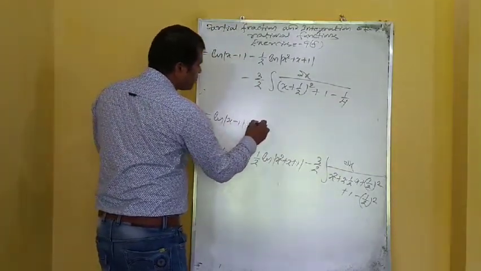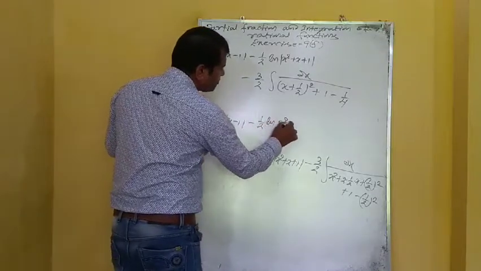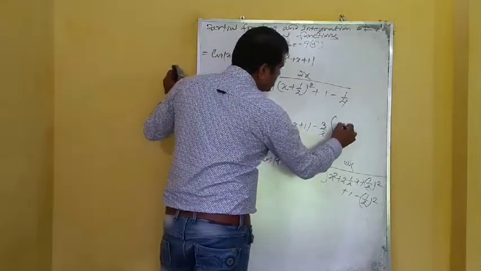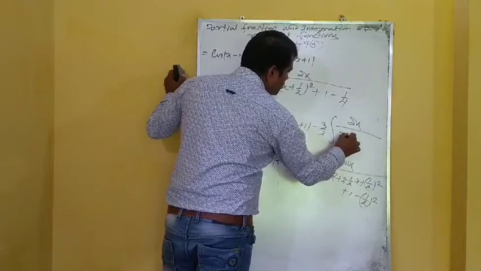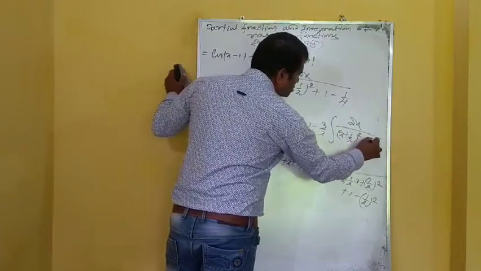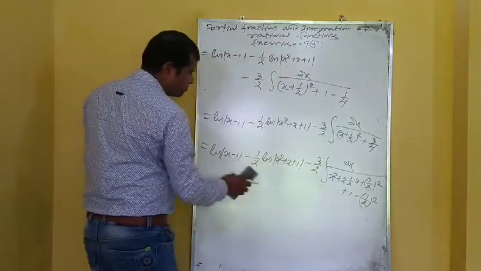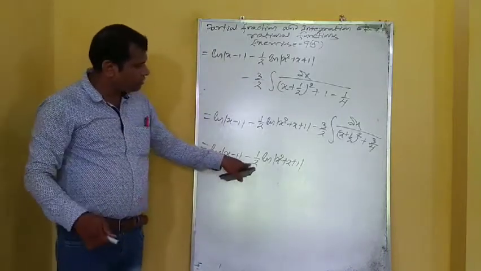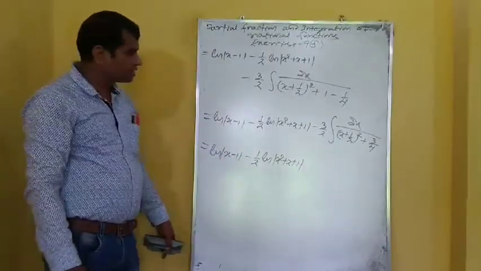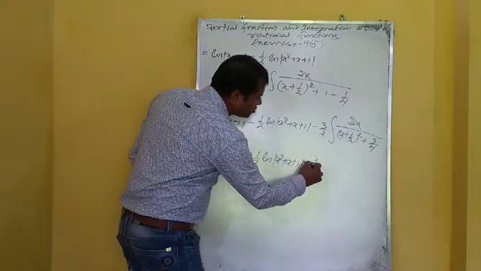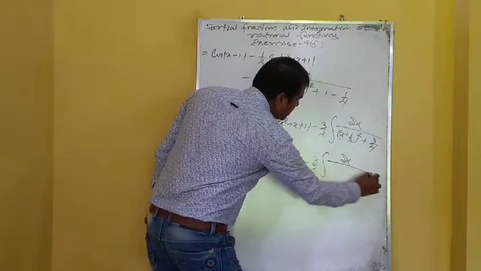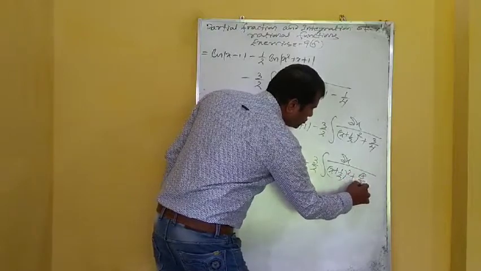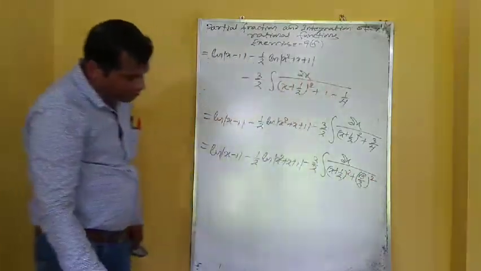ln|x minus 1| minus 1/2 ln|x square plus x plus 1| minus 3/2 integral dx by (x plus 1/2) whole square plus 3/4. That is equal to ln|x minus 1| minus 1/2 ln|x square plus x plus 1| minus 3/2 integral dx by (x plus 1/2) whole square plus (root 3 by 2) whole square.